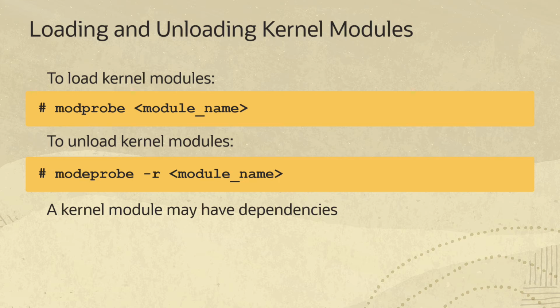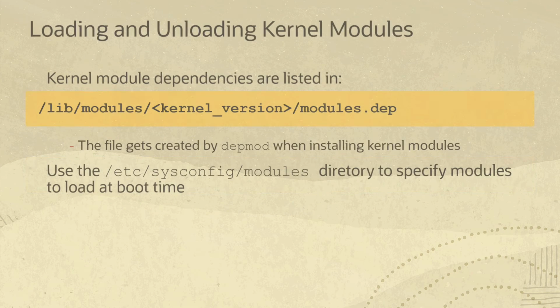A kernel module may have dependencies. Dependent modules are loaded first. Some of these modules may, in turn, be dependent on other modules. Kernel module dependencies are listed in /lib/modules/kernel-version/modules.dep, which is created by depmod when kernel modules are installed. For loading specific kernel modules at boot time, the directory used is /etc/sysconfig/modules. Let's determine whether the NFS kernel module is currently loaded.